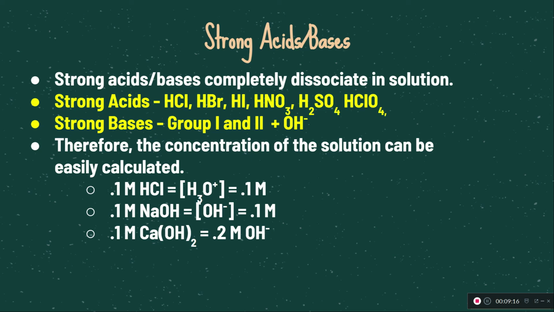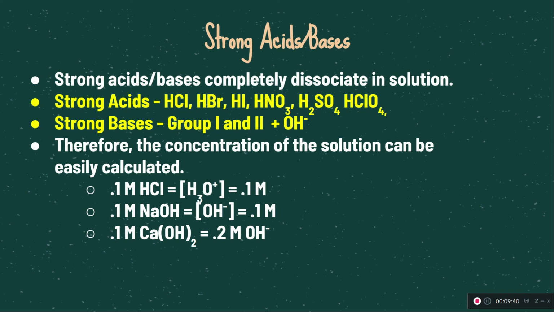For example, if we know that we have 0.1 molar HCl, and we know that it 100% completely dissociates in solution, then my hydronium ion concentration will also be 0.1 molar. Same thing works for hydroxide. If I have 0.1 molar NaOH, I know it completely dissociates into Na+ and OH-, then I know that I have a hydroxide ion concentration of 0.1 molar.